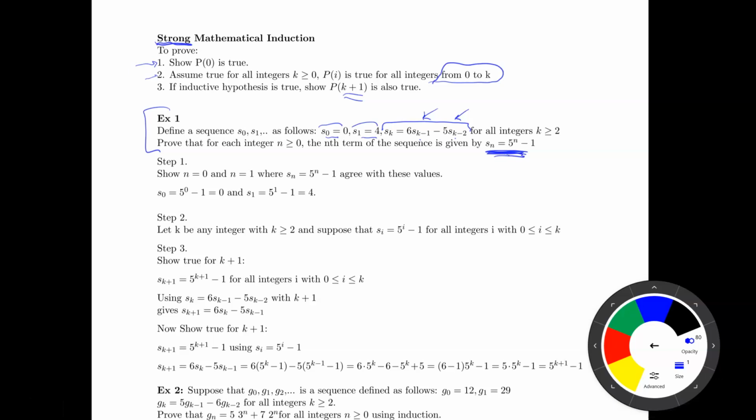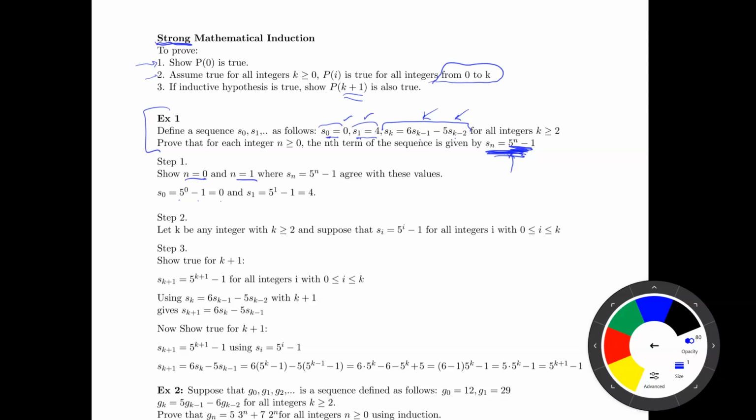So we have to show true for two values, for the 0 and the 1. So plug in 0 into here, right? So I get 5 to the 0 minus 1, so that's 0, check. And then put in 1 into here, so 5 to the 1 minus 1 is 4, check. Okay, so I've shown it true for the first two.